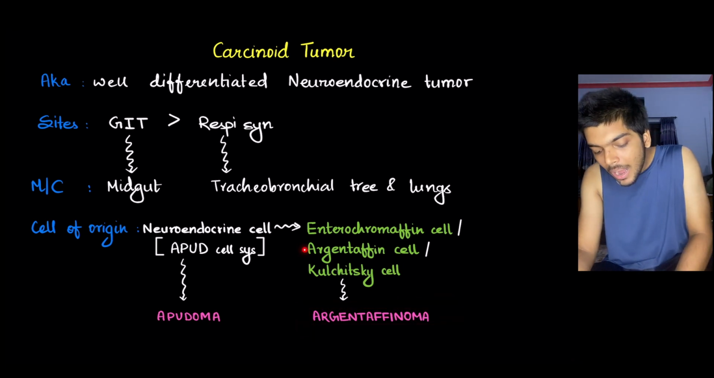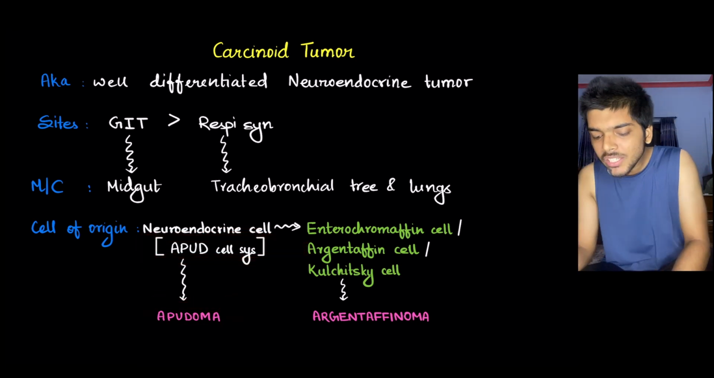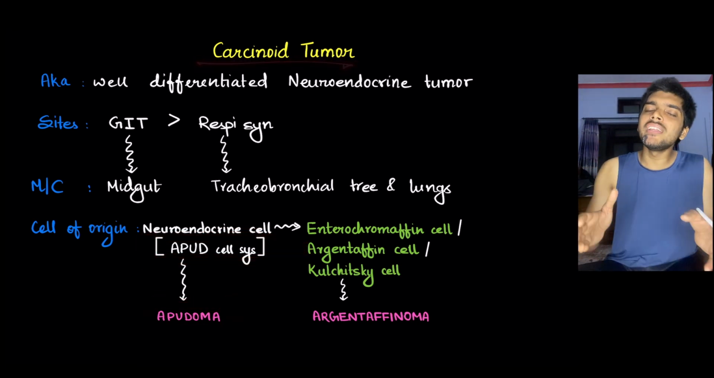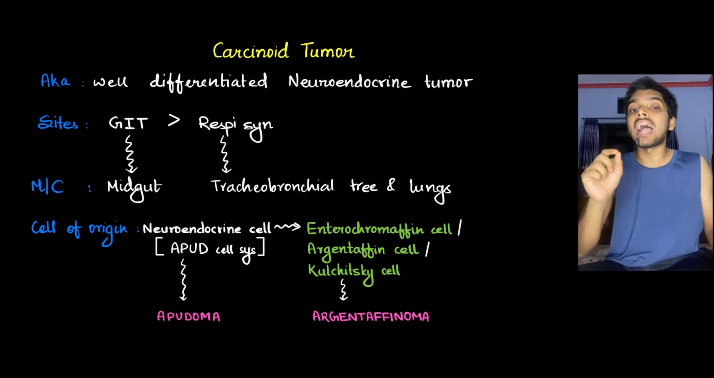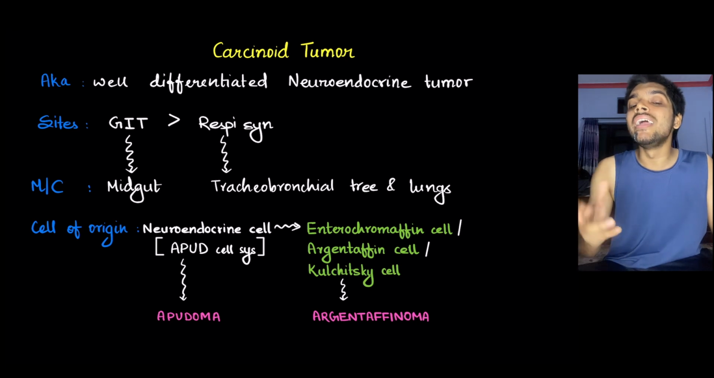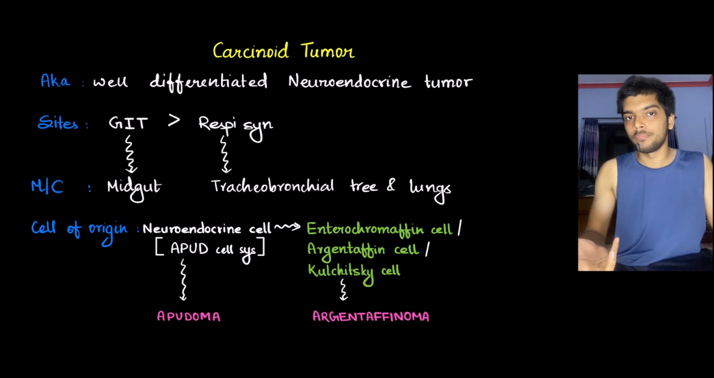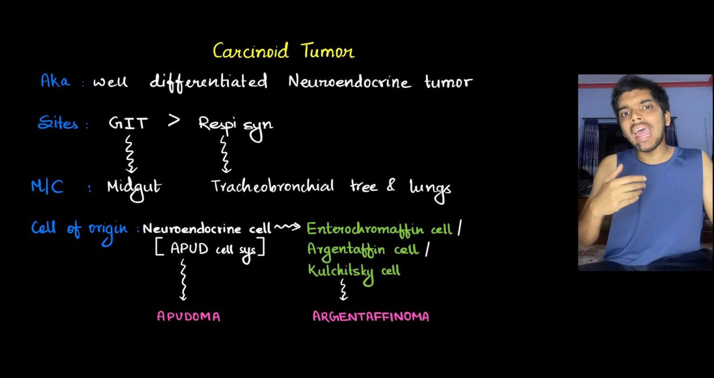Since it is a tumor of the argentaffin cell, it is also referred to as argentaffinoma. The argentaffin cell is a part of the APUD cell system, so the tumor is also referred to as APUDoma. Simple. Carcinoid tumor is a well differentiated neuroendocrine tumor. Which neuroendocrine cell? The argentaffin cell. It is also called argentaffinoma. The argentaffin cell is a part of the APUD cell system, so also called APUDoma.